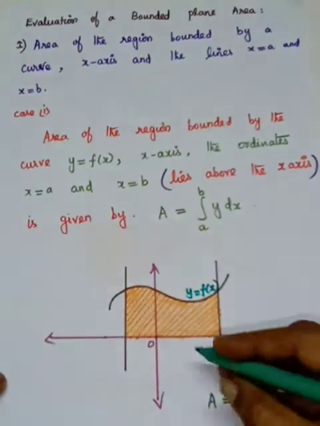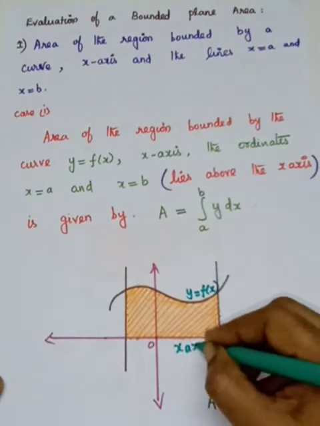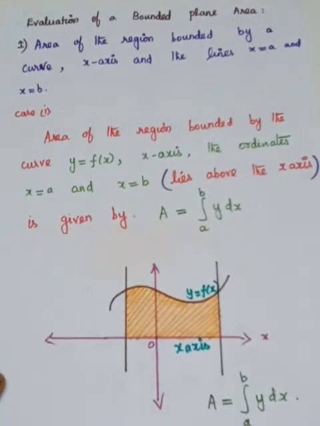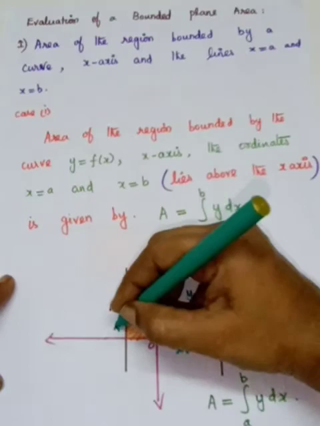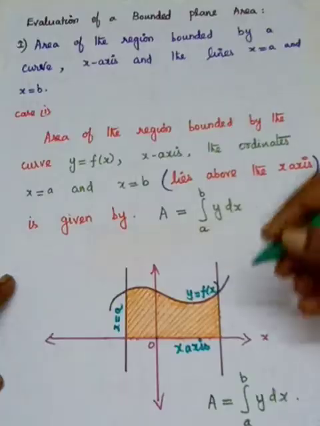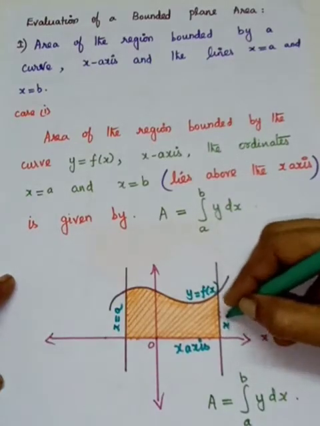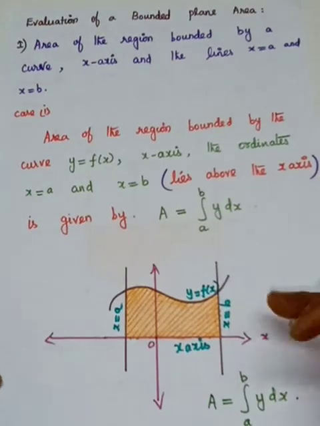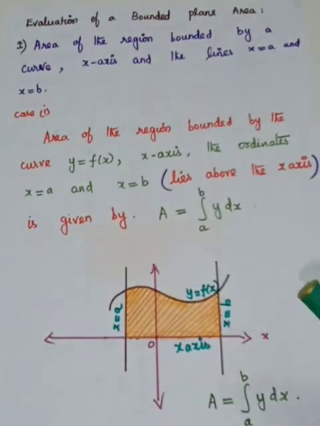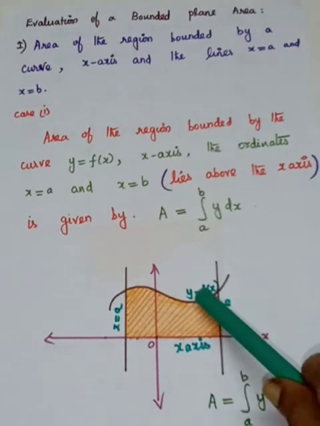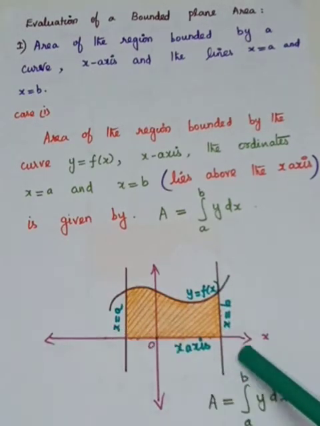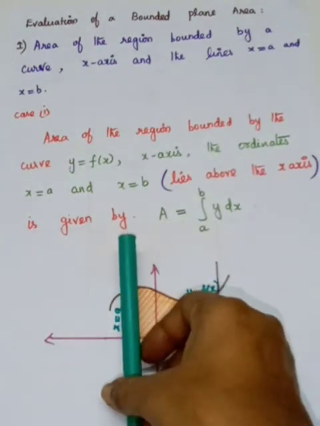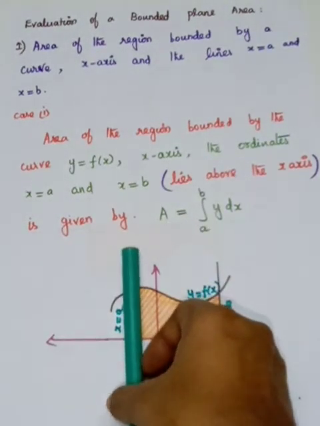Next side the x-axis. So the x-axis is given here, and the lines x is equal to a and x is equal to b. So this is the line x is equal to a. Okay, and this is the line x is equal to b. You see that the four-sided region is bounded by the curve on one side, another side by the x-axis, and the lines or the ordinates x is equal to a and x is equal to b.